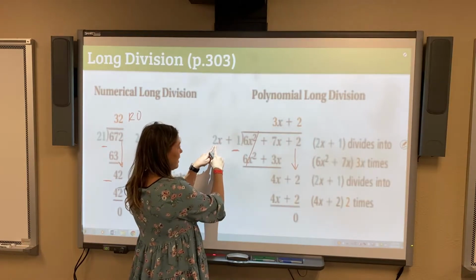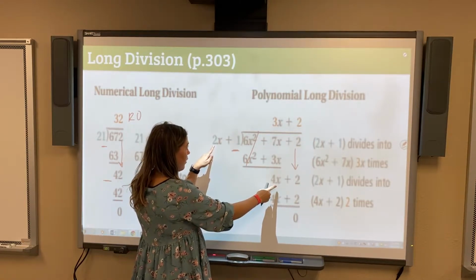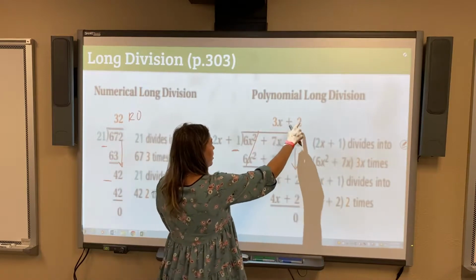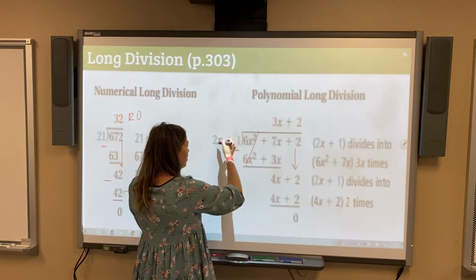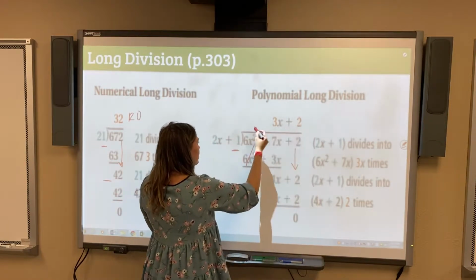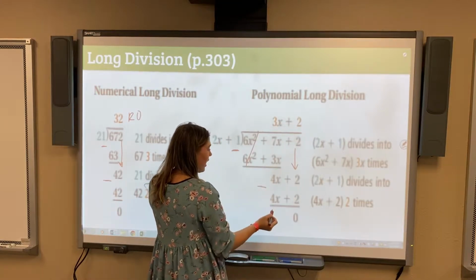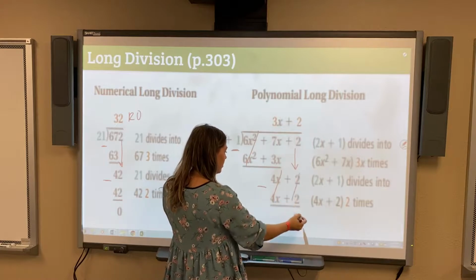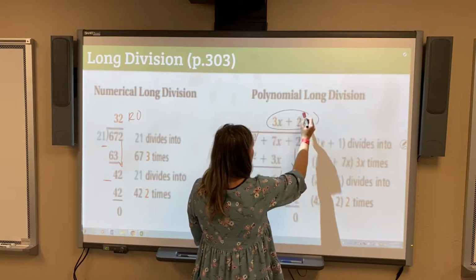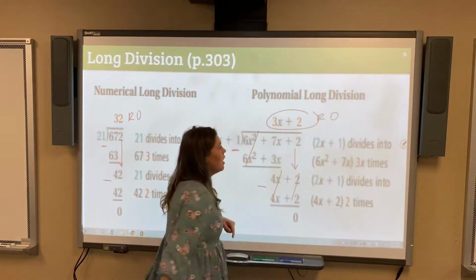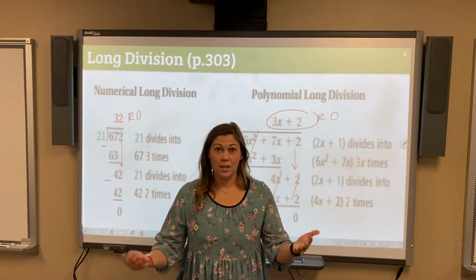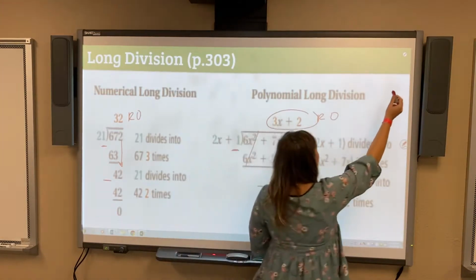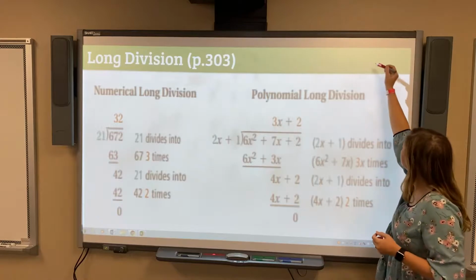What do we multiply times 2x to get 4x? Well, that would be 2. So we put our 2 up here. 2 times 2x is 4x. 2 times 1 is 2. Now we subtract. 4x minus 4x cancels. 2 minus 2 cancels. So we have this with a remainder of 0. So that would be long division. So let's do another one.